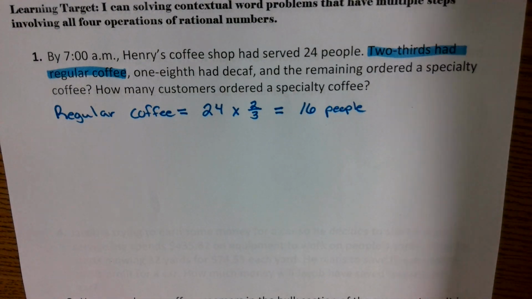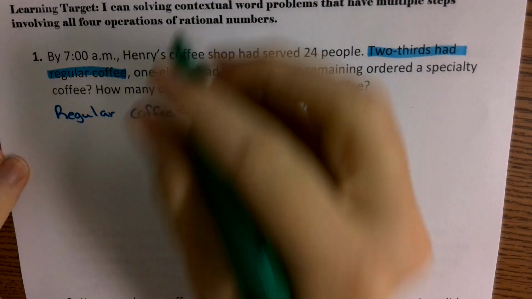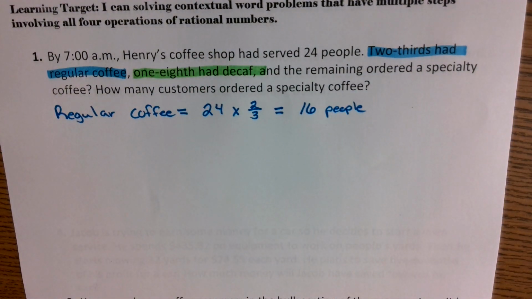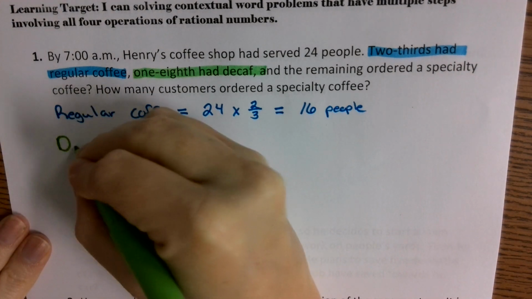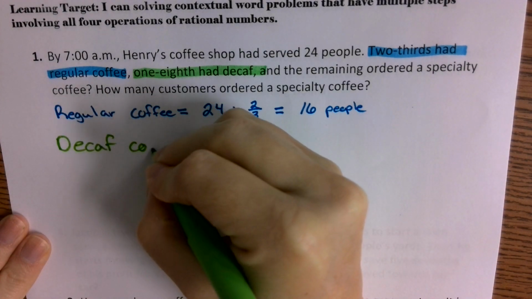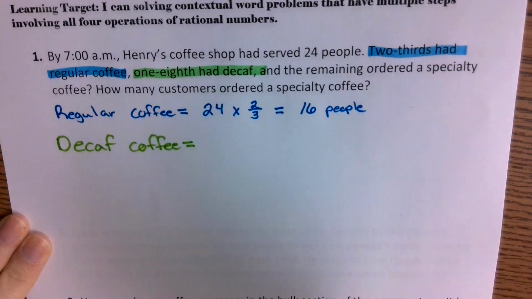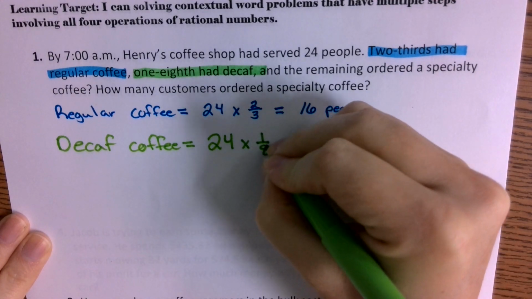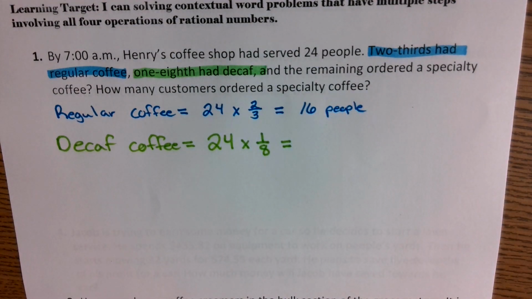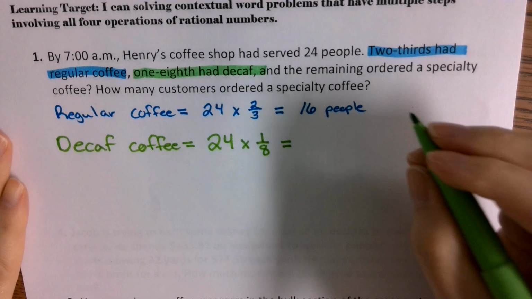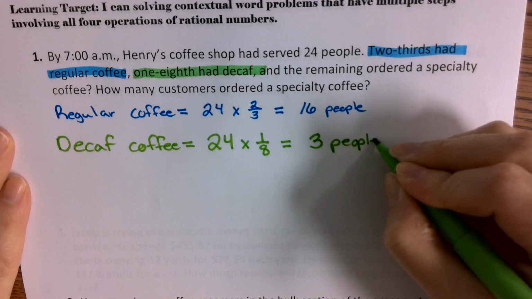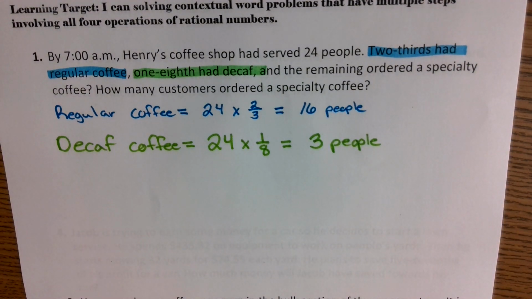Okay, I'm going to do the same thing again, but this time I'm going to find the decaf amount. 1/8 had decaf. So for my decaf coffee, I'm going to take the 24 people and multiply it by 1/8. 1/8 of the people who attended the coffee shop had decaf. If I do 24 times 1/8, I'm going to get 3 people. So 3 people had decaf.